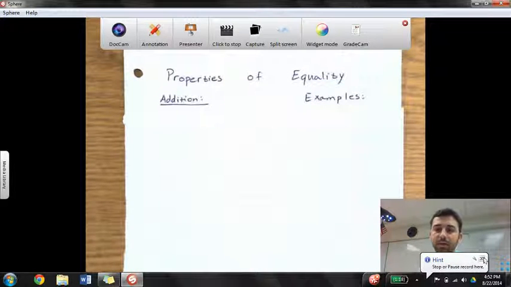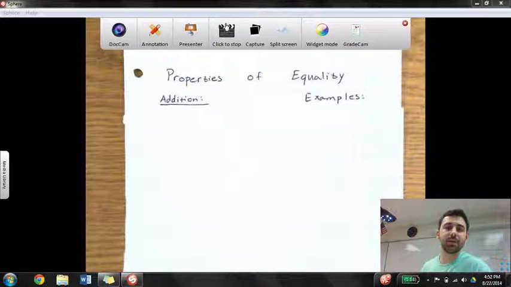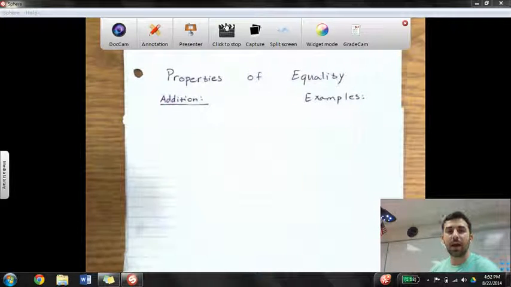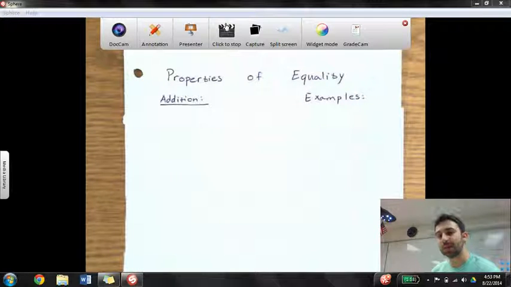In this video, we're going to talk about the properties of equality. We use these properties in solving algebraic equations all throughout different math courses. The golden rule in math is to remember what you do to one side of an equation, you must do to the other. The first property is the addition property.